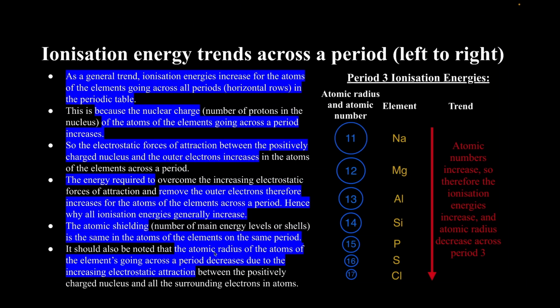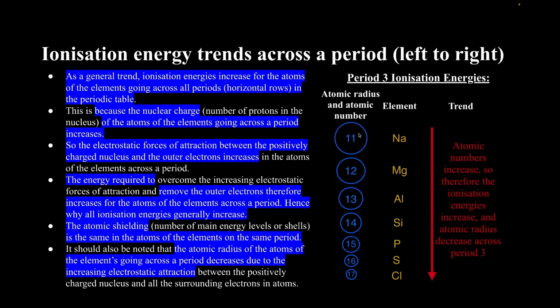It should also be noted that the atomic radius of the atoms of the elements going across a period decreases due to the increasing electrostatic attraction between the positively charged nucleus and all the surrounding electrons in atoms.